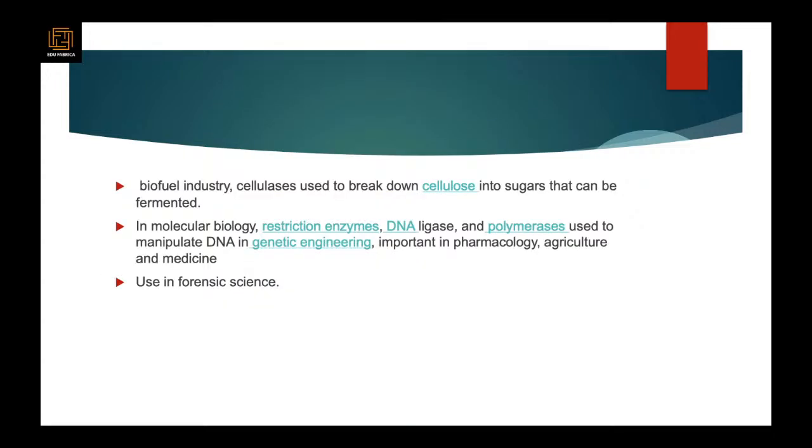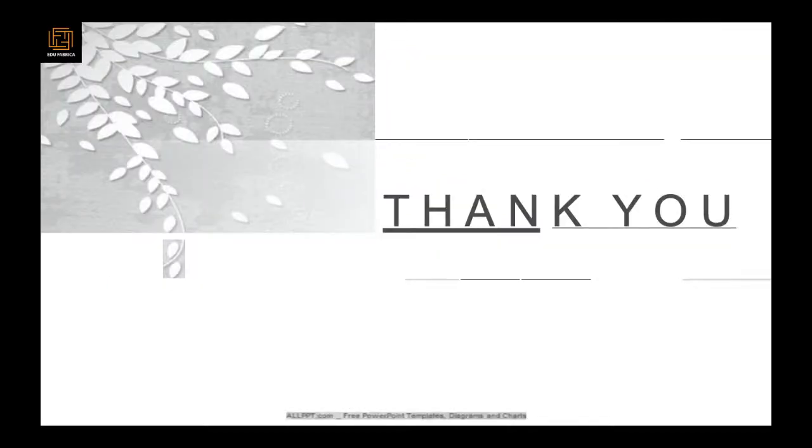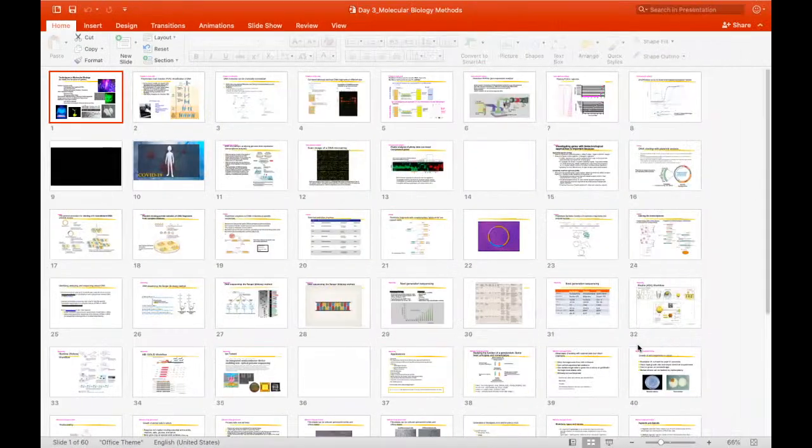In the biofuel industry, cellulases are used to break down cellulose into sugar that can be fermented. In molecular biology, restriction enzymes, DNA ligase, and polymerases are used to manipulate DNA in genetic engineering, which is important in pharmacology, agriculture and medicine, and they are used in forensic science further. So that was it.